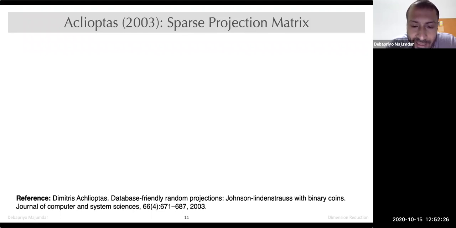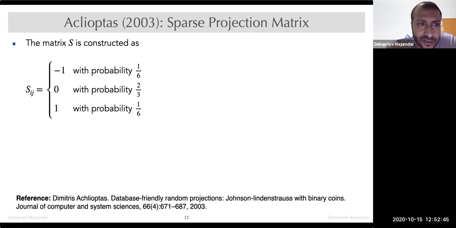Our original data is sparse, right? All my vectors are sparse. If we want to project them with a dense matrix, then we are going to get dense vectors. Can we actually do it with a sparse matrix? So Achlioptas in 2003 constructed this matrix.